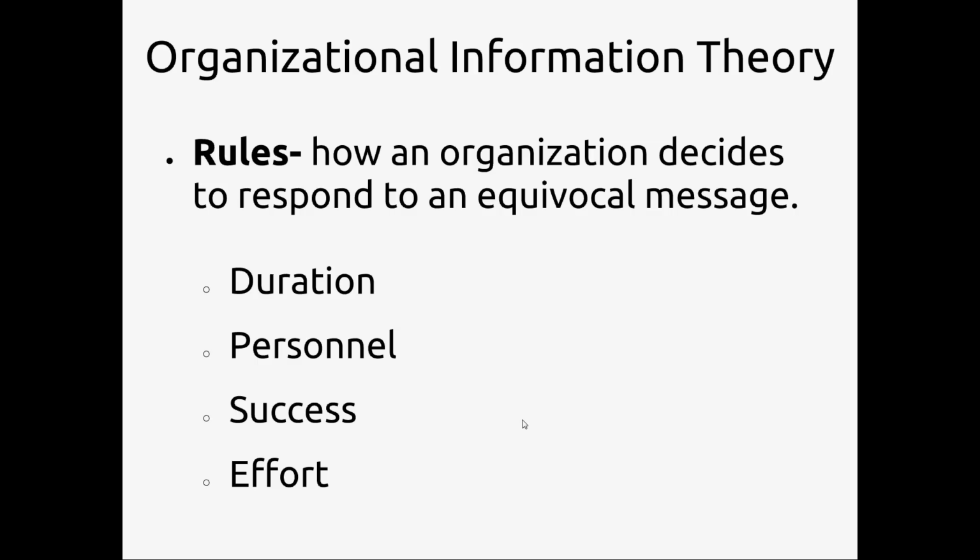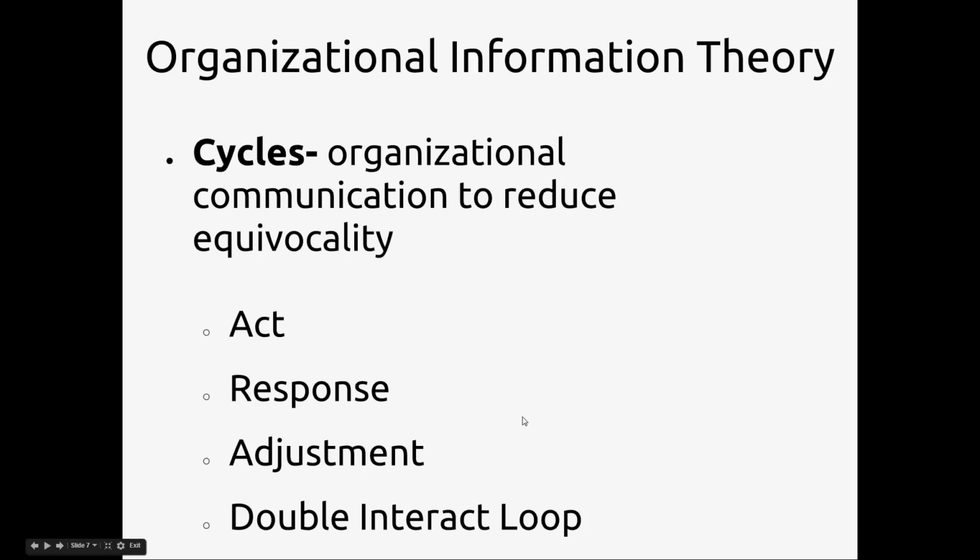How do organizations deal with confusing messages? The first way is rules. Any organization decides, how are we going to respond to a confusing message or a problem? They come up with a couple of rules. So Weick observed that organizations tend to pick solutions that happen quickly, which is a duration rule, solutions that put the most knowledgeable workers in charge, which is a personnel rule, solutions that rely on strategies that have worked before, which is a success rule, and finally, my favorite, solutions that take the least amount of work, which is an effort rule. And myself, I always pick the easiest solutions because I'm pretty lazy. Effort rule is my favorite.